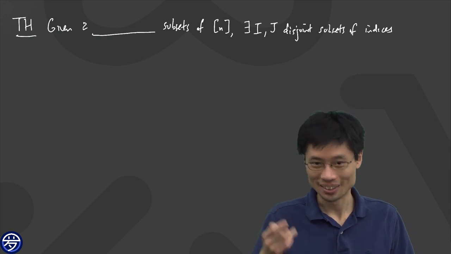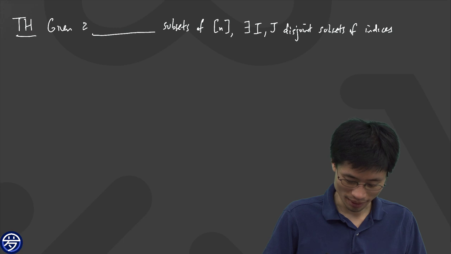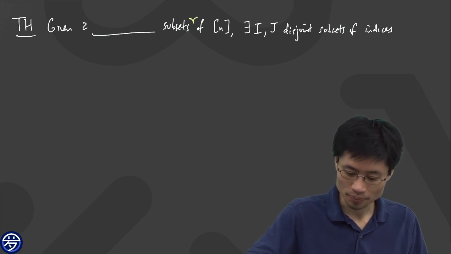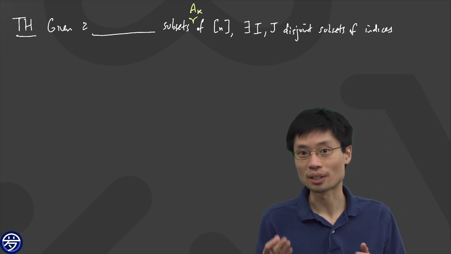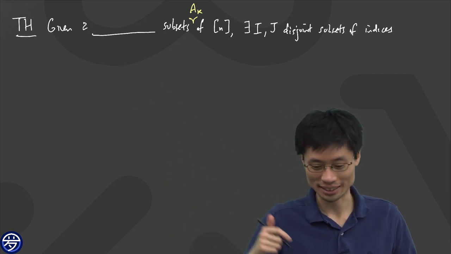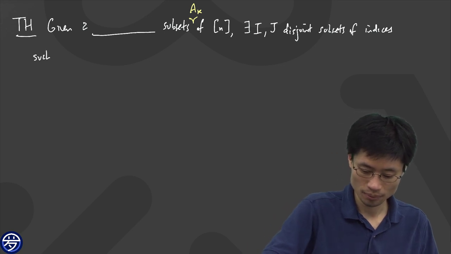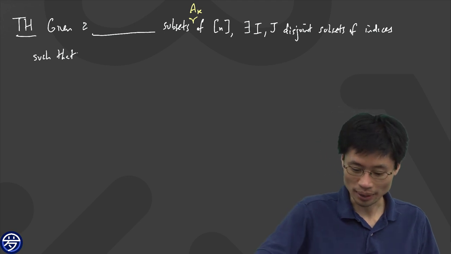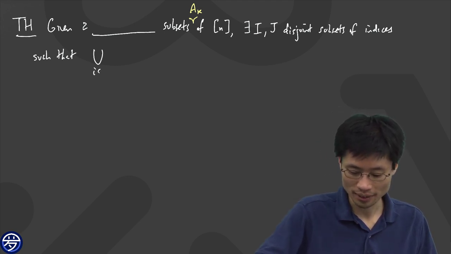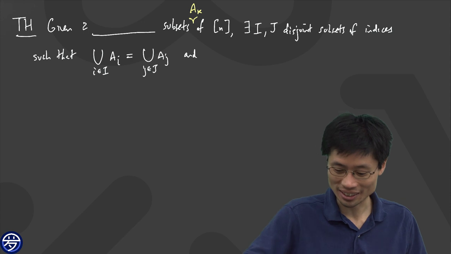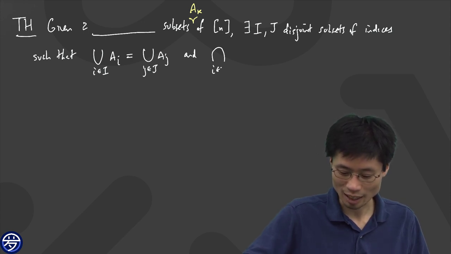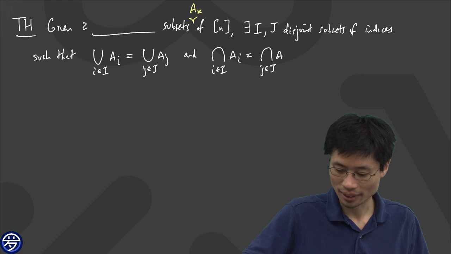Oh, I should have called them A's. Well, okay, maybe let's call them A's. Subsets A_k. So they're going to be called A1, A2, A3, and so on, but I don't want to write down how many sets there are yet. Disjoint subsets of indices, such that now we want two things. We want that the union over all i in I of A_i is equal to the union over all j in J of A_j. And we also want the intersections: the intersection over i in I of A_i equals the intersection over j in J of A_j.